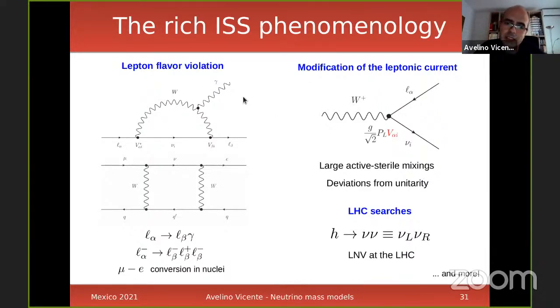I will discuss this in more detail tomorrow, because these particles that run in the loop are not that heavy anymore. And you can also have processes involving quarks. This is muon conversion in nuclei. You modify the electroweak current because you have new fermions that are not that heavy that mix with the normal neutrinos. And you can even look for these particles at the LHC, because some of these particles can be at the level of the TeV and then produced at colliders. So the phenomenology of these models is very rich.